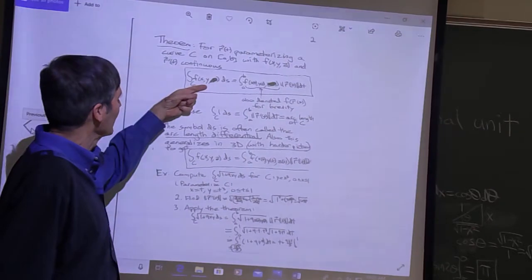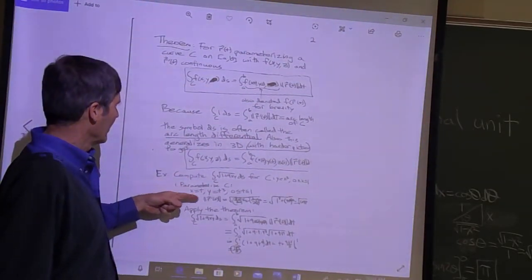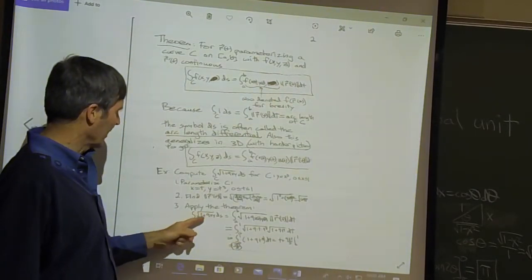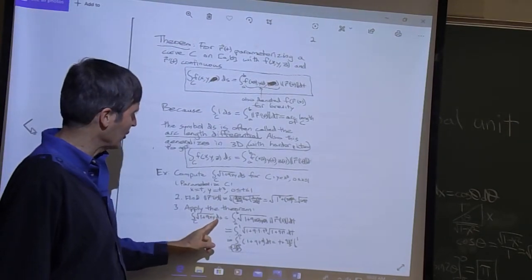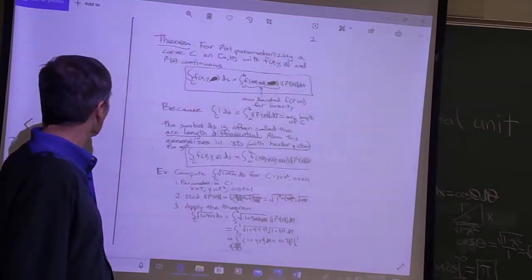You use this theorem. You write a parametric representation of the curve, you find the length of r prime of t, and you put in the values of the parametric representations of x and y and r prime of t, and just do a normal integral from calculus 1.